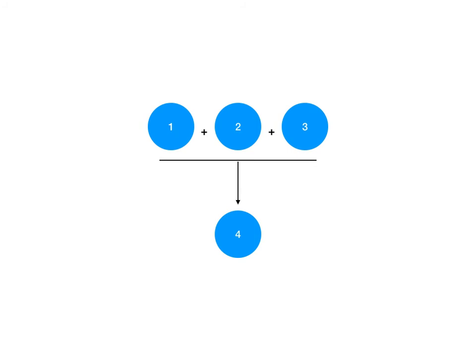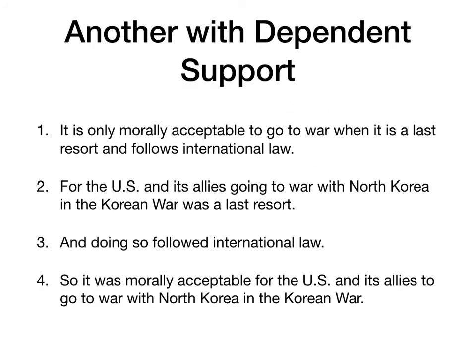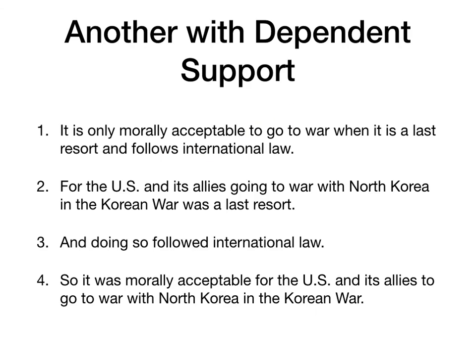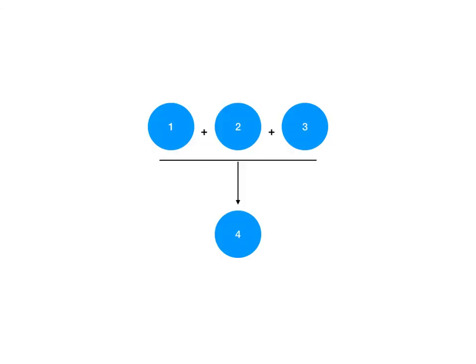You need both of them, 2 and 3, to get 4. If you only had one, if it only followed international law, but it wasn't a last resort, given what one says, that doesn't provide support for the conclusion. So, dependent support only when the premises work together.